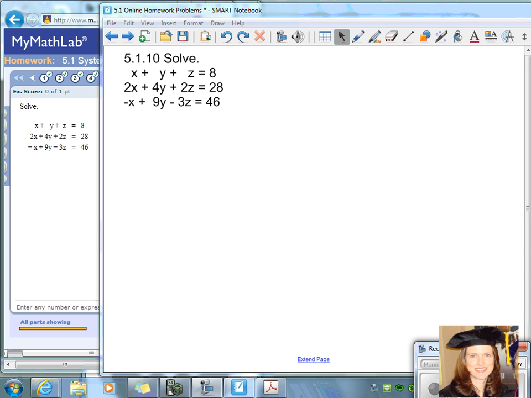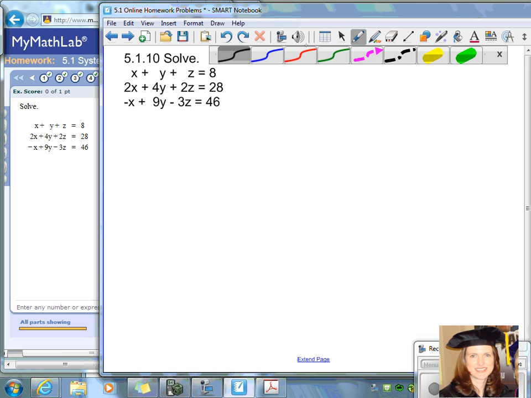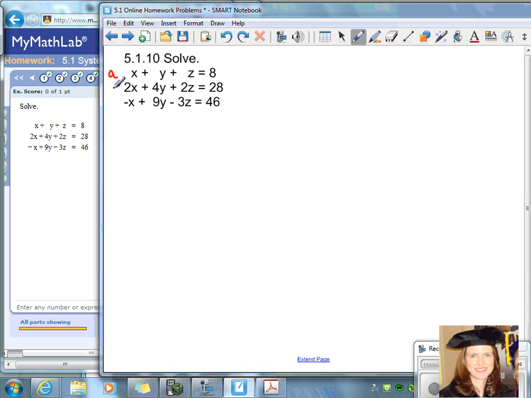Question number 10 from section 5.1 is solving the system of equations where you have three equations with three variables. I'm going to use the elimination method, and you're going to combine the equations to get opposite x's, opposite y's, or opposite z's, and it's going to involve quite a few steps. So I'm going to label the equations A, B, and C.